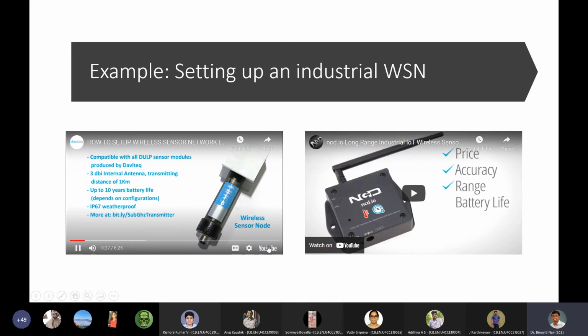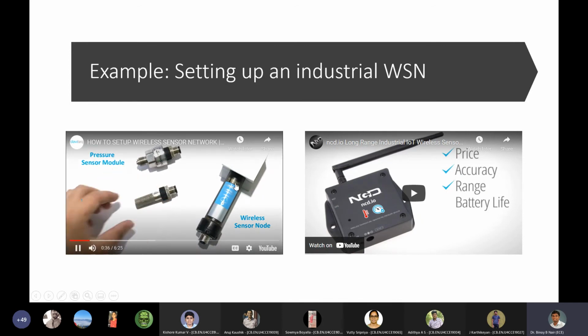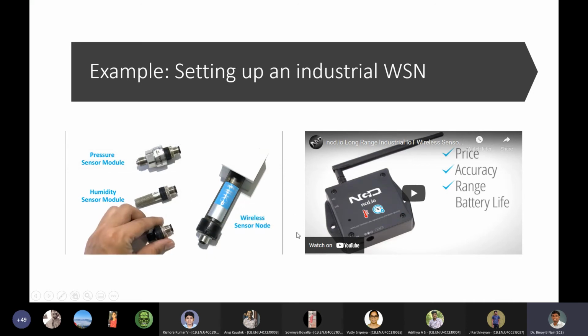This is your wireless sensor node. So you can see there are multiple sensors available, and this is your wireless sensor node. This will cover the computation, communication, and the power supply part. Sensors are external because you may require multiple different types of sensors to be integrated. So you have pressure sensor, humidity sensor, whatever you want, you can just screw into this and it will become a sensor node for that particular physical parameter.